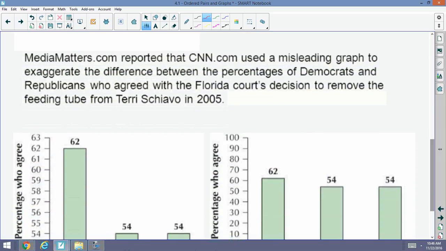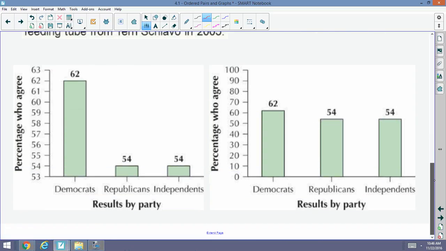MediaMatters.com reported that CNN.com used a misleading graph to exaggerate the difference between the percentages of Democrats and Republicans who agreed with the Florida court's decision to remove the feeding tube from Terri Schiavo. That's a true story. Rest in peace, Miss Schiavo. God bless her. If you don't know about this, look it up on YouTube.